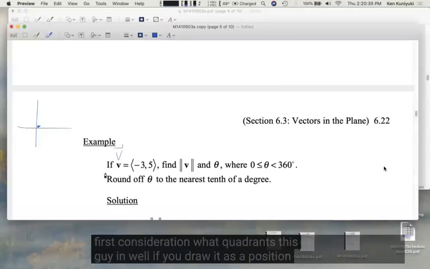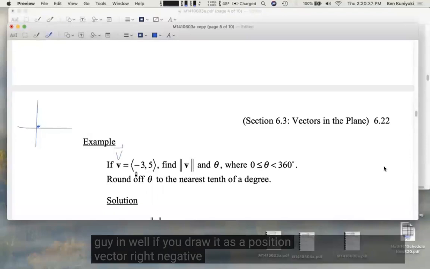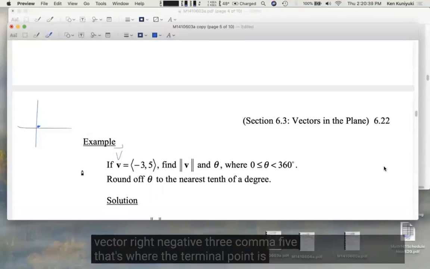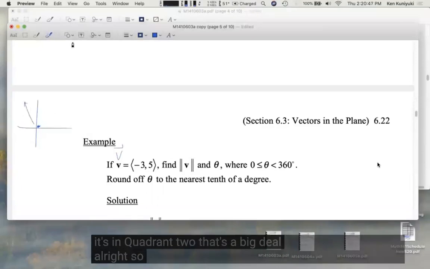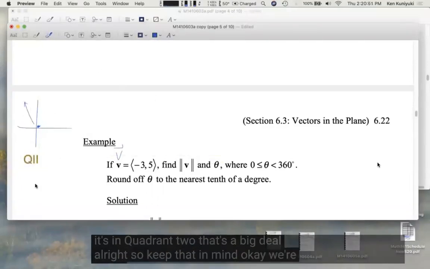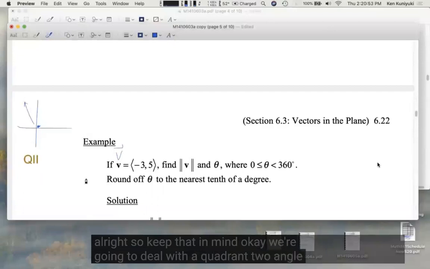Well, if you draw it as a position vector, negative 3, comma 5, that's where the terminal point is. What quadrant is that in? Negative 3, comma 5, hey, it's in quadrant 2. That's a big deal, all right? So keep that in mind. We're going to deal with the quadrant 2 angle.